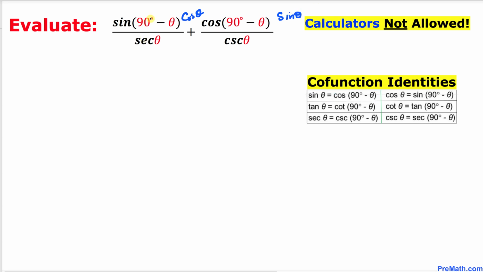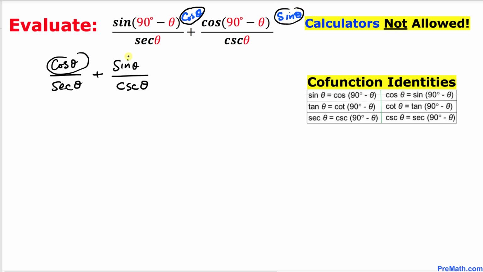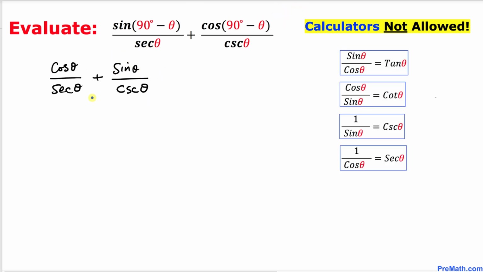Therefore this rational expression could be written as cosine of theta divided by secant of theta, plus sine of theta divided by cosecant of theta. Once again, this cosine theta showed up over here, and this sine theta I have replaced over here. And now let's focus on these denominators.